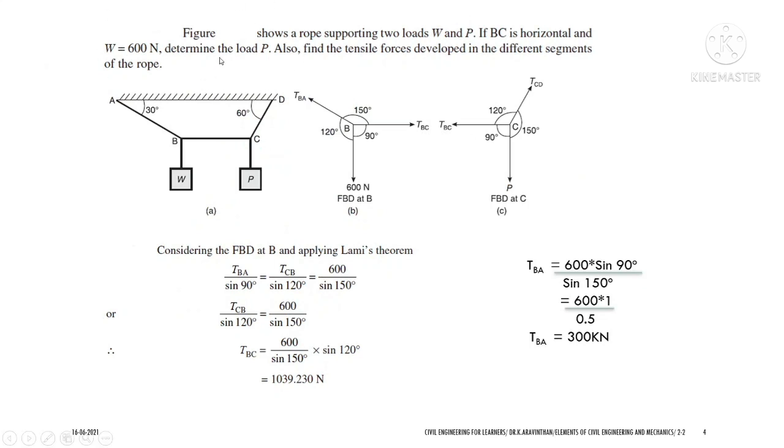And you can see the earlier problem was all the forces are acting at a single point. Now you can see there are multiple number of points. You can see 4 points here. A rope supporting two loads, that is W and P. If B and C is horizontal and W is given as 600 Newton, determine the load P. So you have to find the load P. Also find the tensile force developed in the different segments of the rope. So you have segments of the rope here.